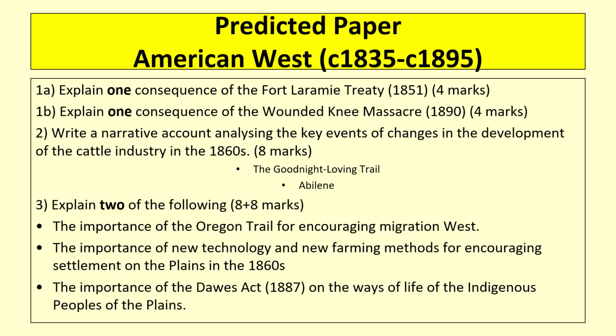So this is the predicted paper, looking at some questions that have not come up for a while. So 1A, explain one consequence of the Fort Laramie Treaty of 1851. Fort Laramie Treaty has not come up before. Explain one consequence of the Wounded Knee Massacre of 1890. That's not come up before.